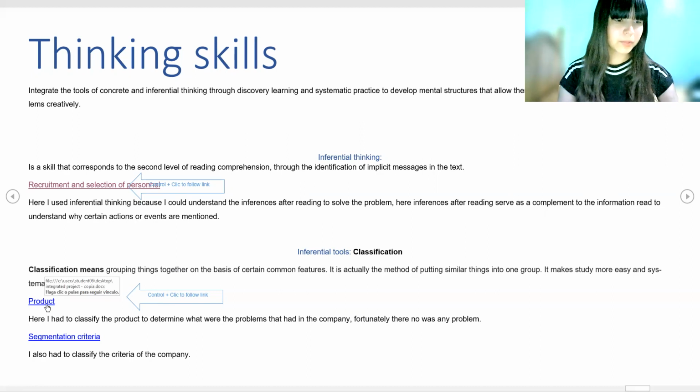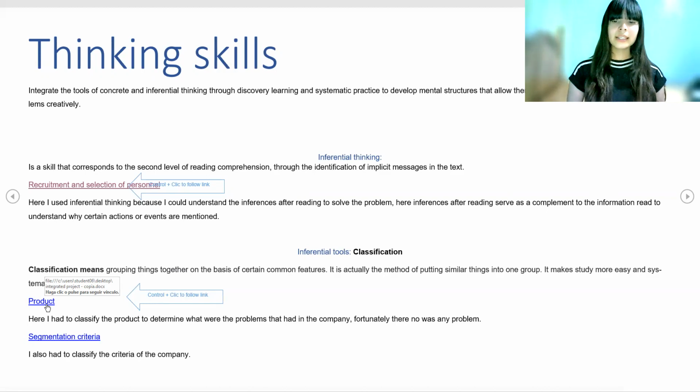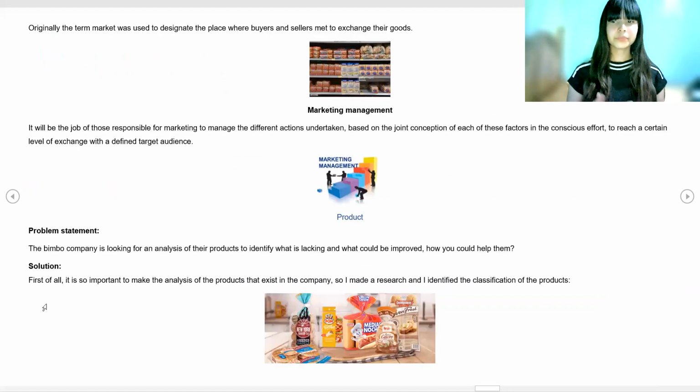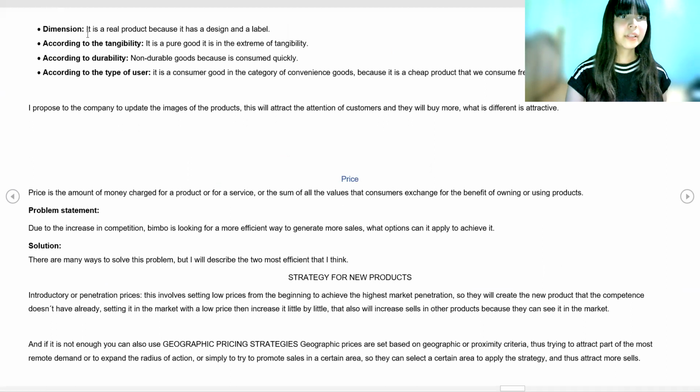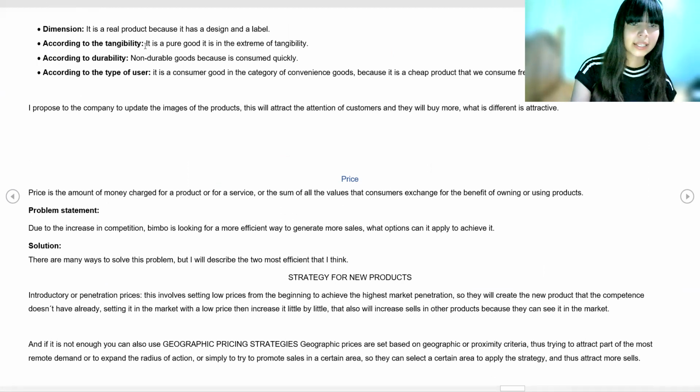Here we have the first one. I had to classify the product to determine what were the problems that the company had. Personally, there was not any problem with the company. So here we have the example. I had to classify the product into these variables, and I could make a classification.